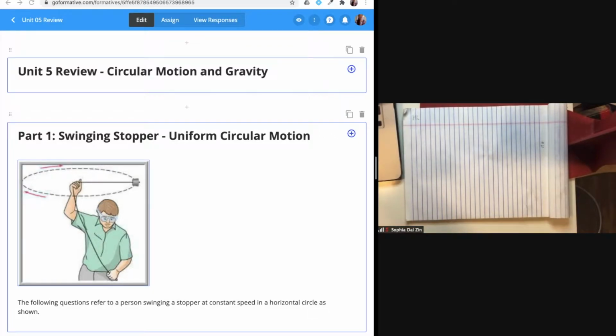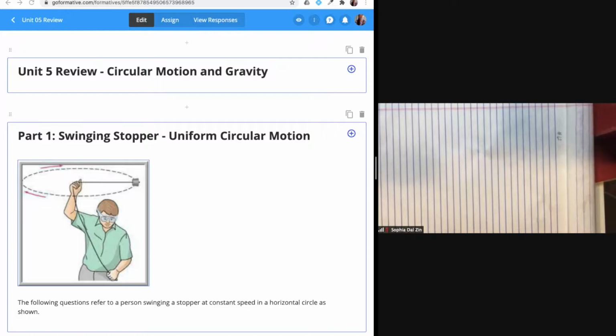What I would suggest, if you haven't done this already, is to try this first on your own, then we'll go over it together here. You don't need to watch this whole video. Once you do the Go formative, check your answers, and for the ones that you don't understand, skip forward to this video and watch that explanation here.